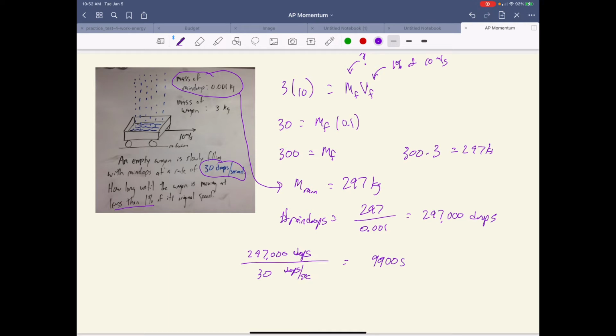That's not particularly useful. How many seconds are in an hour? It's 60 times 60, so 3,600. So let's just do it that way. So this is going to be 2.75 hours, which is 2 hours, 45 minutes. And that's how we would do this one.